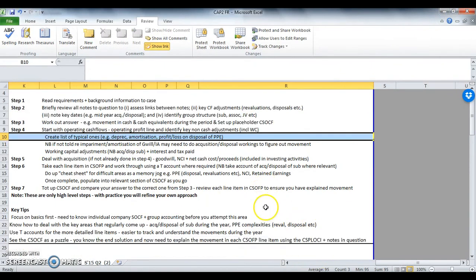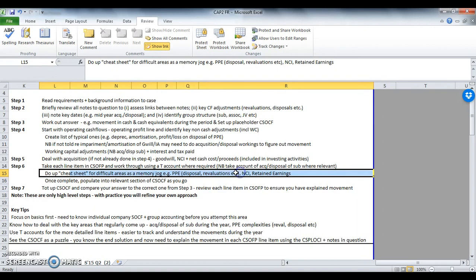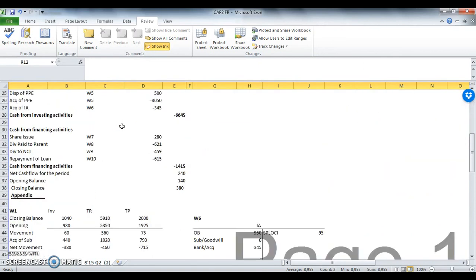So these steps are very useful in terms of giving you, again, as I said, they're high-level steps. As you refine no more than your question 1 approach, you will decide what best suits you. But the most important thing to take away from this question is you need an approach. Use T accounts where possible just to understand where the debits and credits are going. And in particular for some of the main difficult areas, do up some notes so you have them as a memory aid in the exam should this question come up again. Okay, so that was Summer 15, question 2, consolidated statement of cash flows.